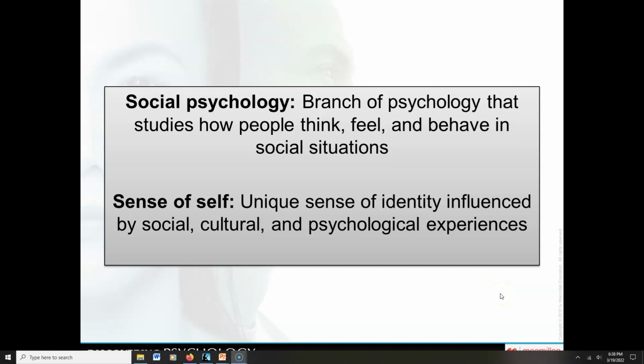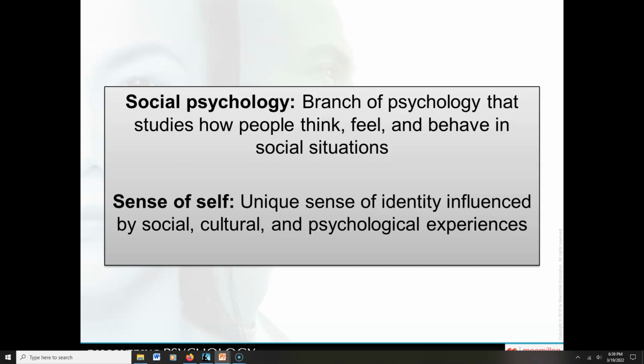Hello. In this discussion, we're going to take a look at social psychology. We're going to start with a good working definition. Social psychology can be defined as the branch of psychology that involves how people think, how they feel, as well as how they behave in social situations. So let's focus for just a minute on that term, social situations.